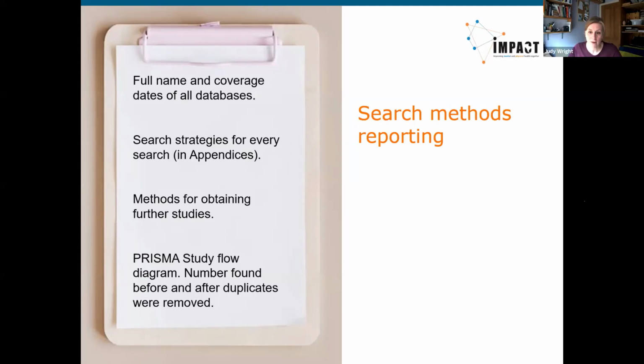So finally, moving on to search methods reporting. This happens obviously at the very end of the review, but these are the things that we have to put in the review. And I mentioned this last week, we need to have the full name and coverage dates of all of the databases that you've searched. So that's what we'd use the table for. But also we need to have search strategies for every search that you've done. And as you saw from the search which I showed you, that was about, I don't know, 20 or 30 lines long.